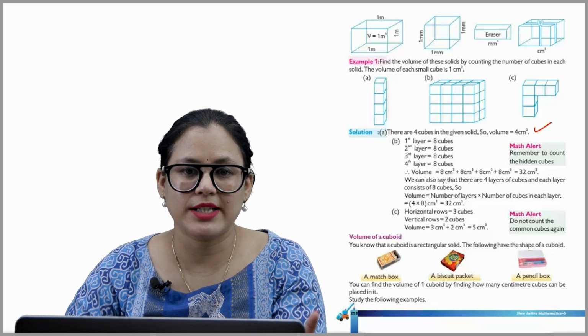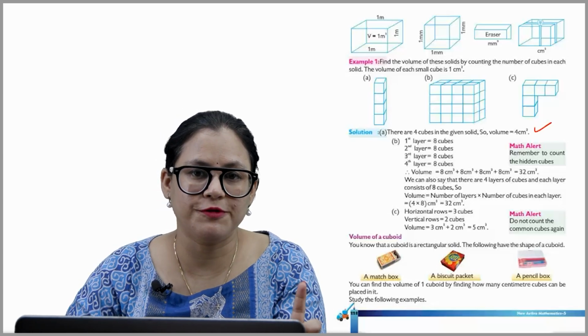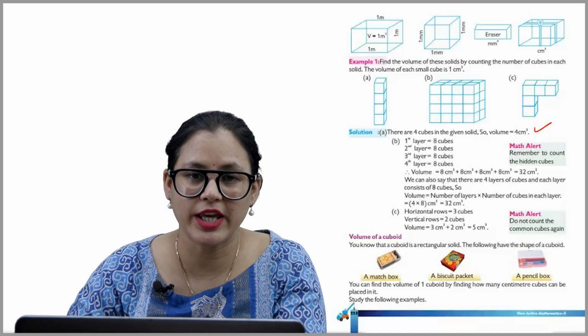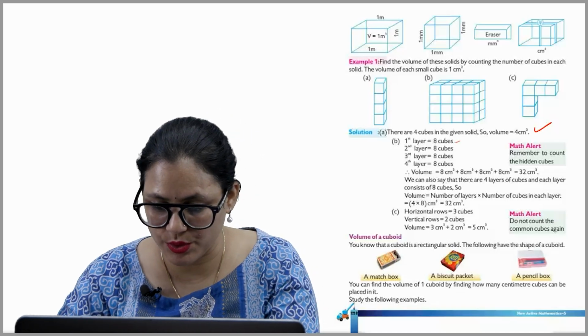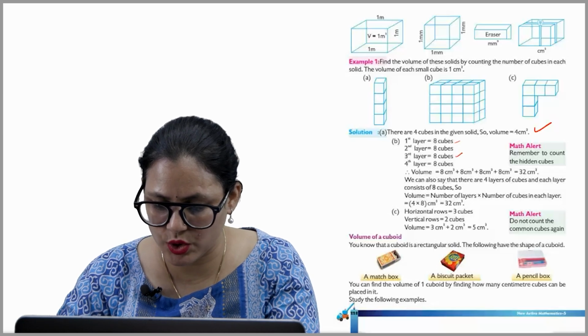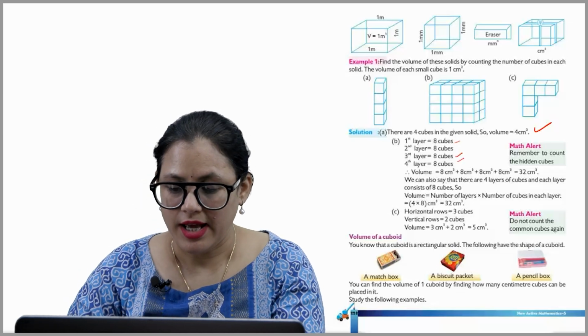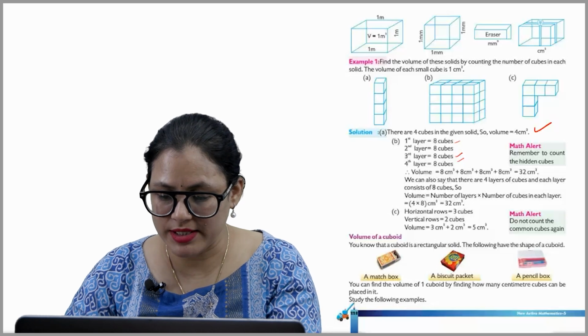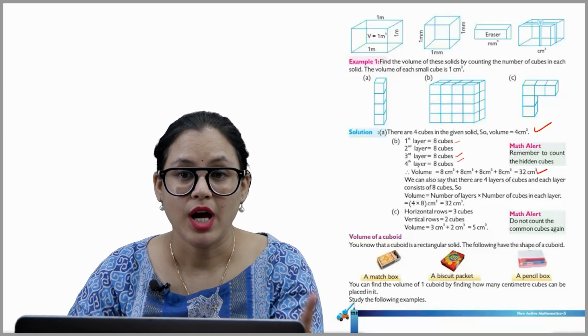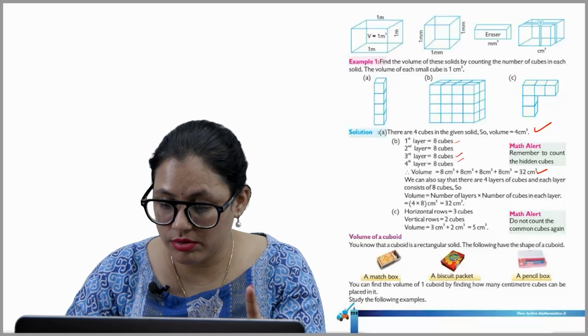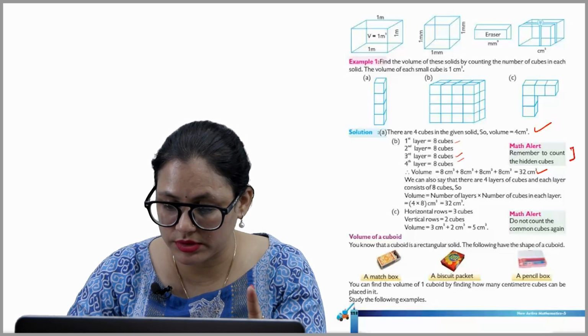Now, in part B, there are 8 cubes in the first layer. Then in the second layer, there are 8 cubes. Then in the third layer also there are 8 cubes, and in the fourth layer there are also 8 cubes, right? So, the volume is, we will add all of them, 32 centimeter cube. Remember to count the hidden cubes.